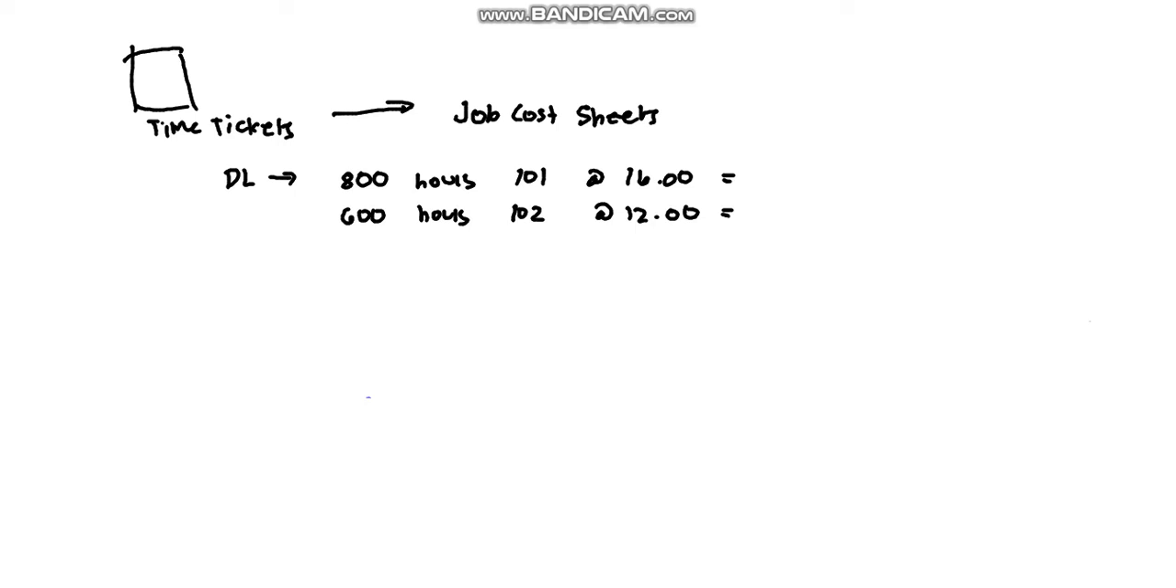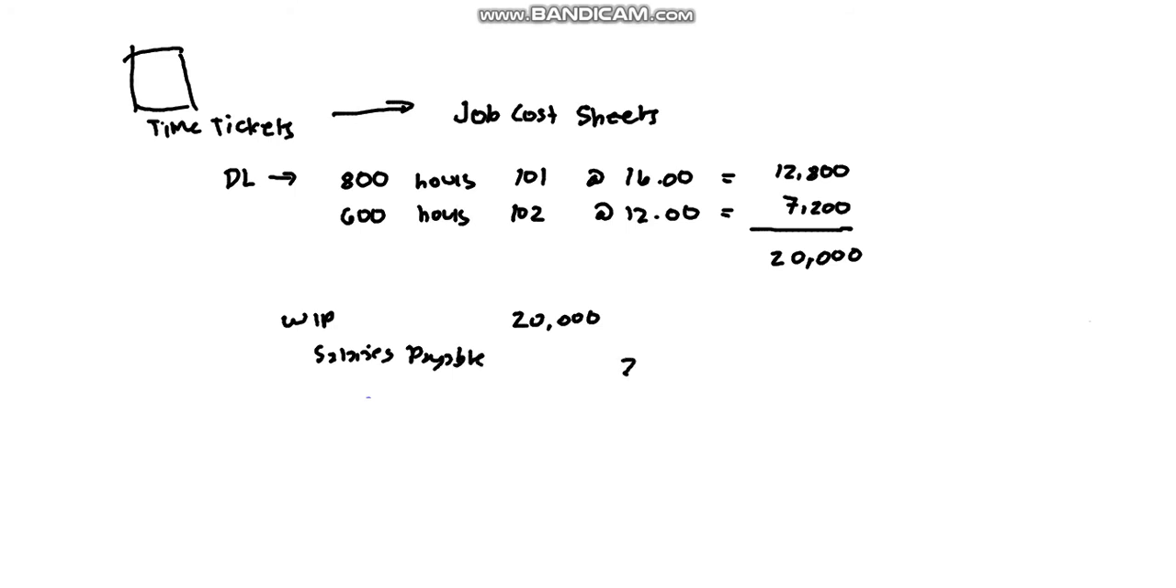Then that will give us 800 times 16, so that's 12,800. 600 times 12, that's 7,200. So the total cost for that one would be 20,000 pesos. So that would be recorded as work in process, 20,000 pesos, and salaries payable of 20,000 pesos. So this is easy as that.